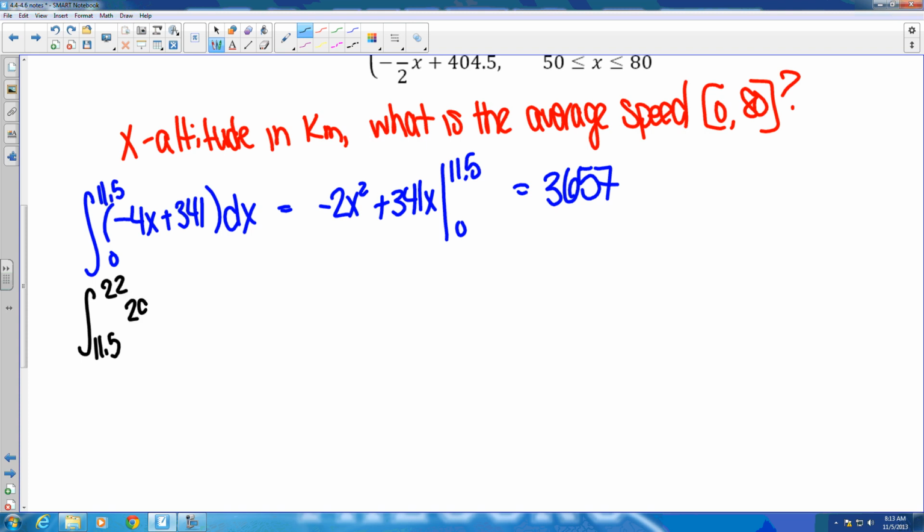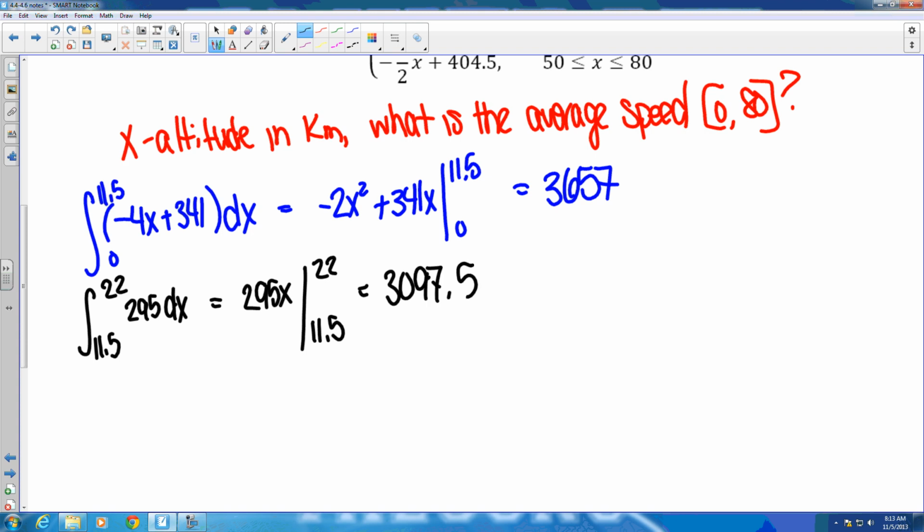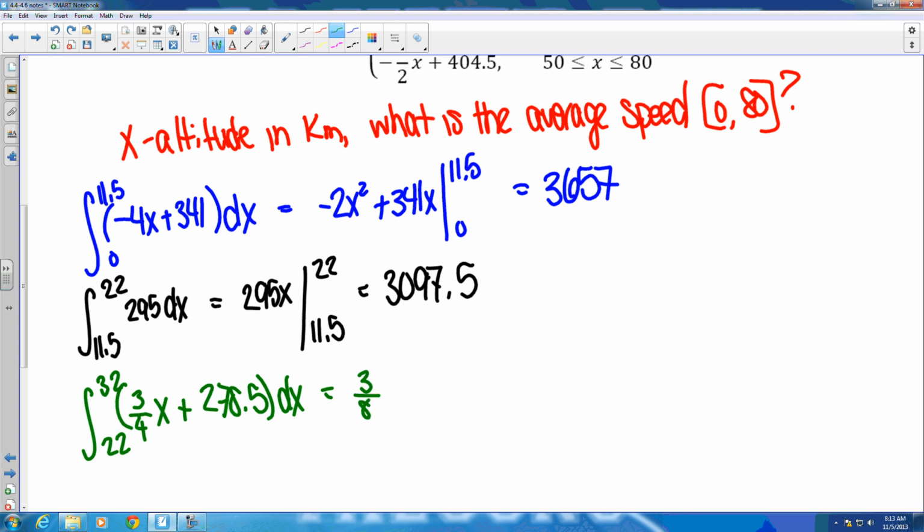Next one is 11.5 to 22. Our function is 295. Integral of 295 is 295x. Evaluate that from 11.5 to 22, and it's 3,097.5. Next one is from 22 to 32, and the integral of 3/4 x plus 278.5 dx. Integral is 3/8 x squared plus 278.5x. Evaluate that from 22 to 32, and you'll get 2,987.5.